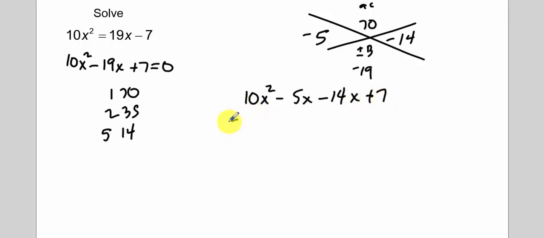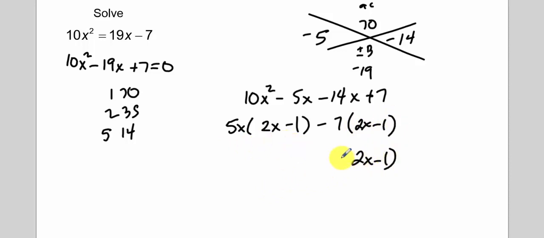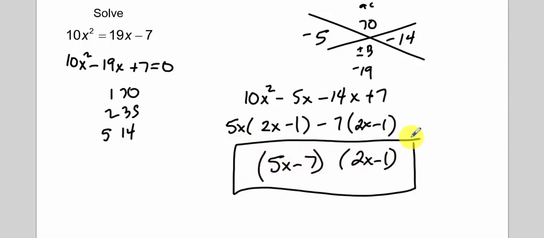So I factor out a 5x, leaving me with a 2x minus 1. Pull out a negative 7. Left with 2x minus 1. GCF is a 2x minus 1, leaving me with the 5x minus 7. Problem factored. Now that's factored, but we have to solve this.